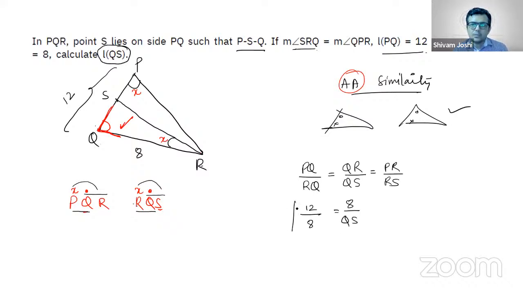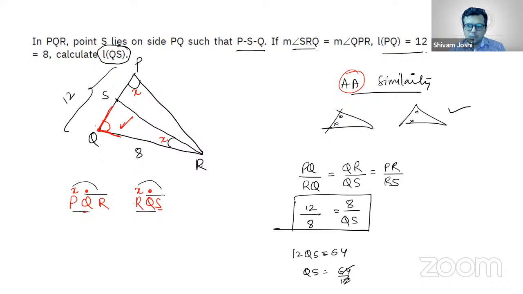We will get QS by comparing the first two ratios. So 12 into QS is equal to 8 into 8, which is 64. Therefore QS is 64 by 12. You can cancel out 4 and write it as 16 by 3.